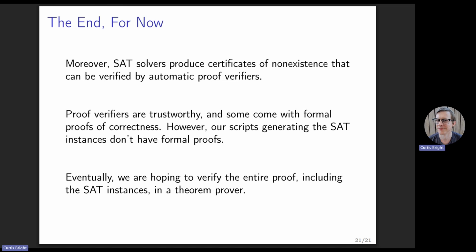So what we're hoping to do, putting together a team, is to verify the entire thing in a theorem prover, where then there's very little source of doubt, right? Because theorem provers are well-tested pieces of software, and so that's how you put non-existence results like this on a very sound foundation. So, thank you.